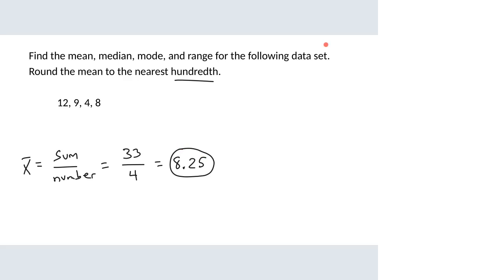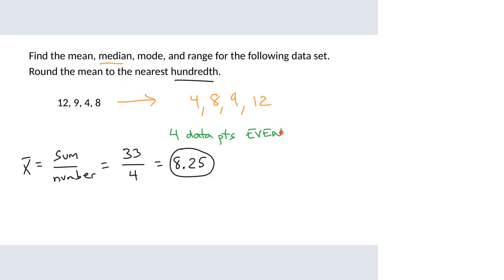The median, a little bit different here than last time now. For the median, the first thing I need to do is write these from least to greatest. So that'll be 4, 8, 9, 12. So I wrote them from least to greatest. Now this time when I look at this data set, what I see here is that there are 4 data points. And this is an even number.